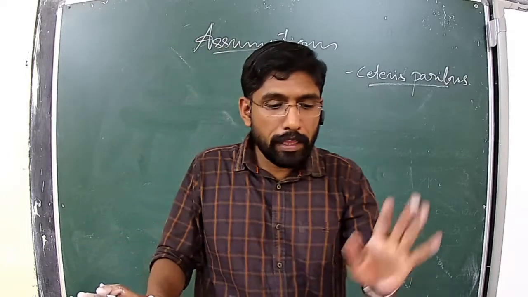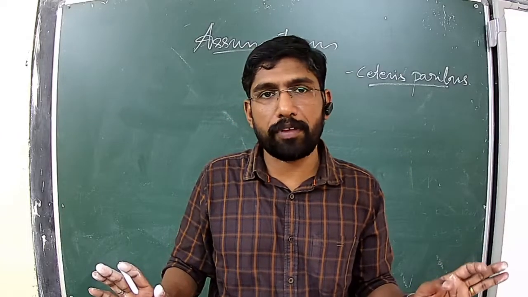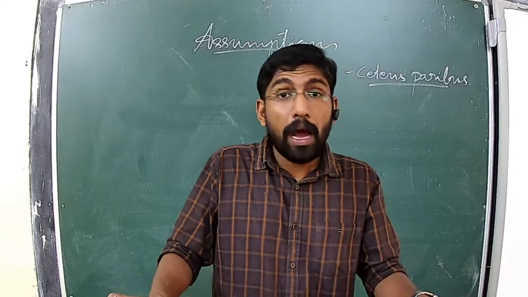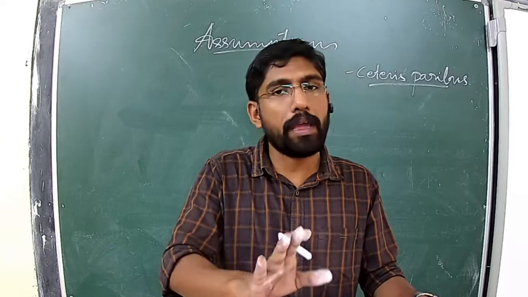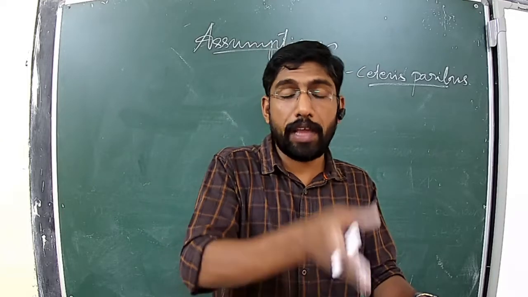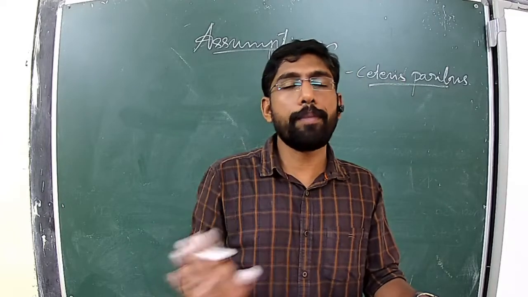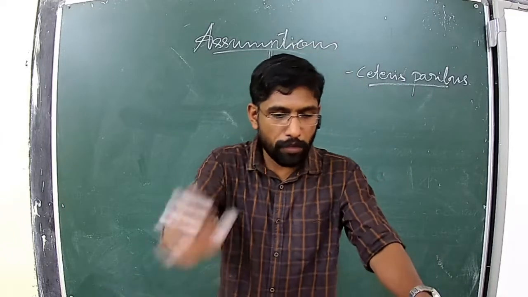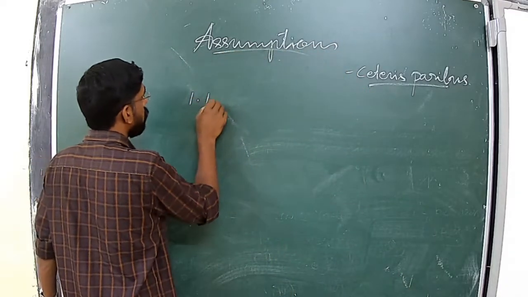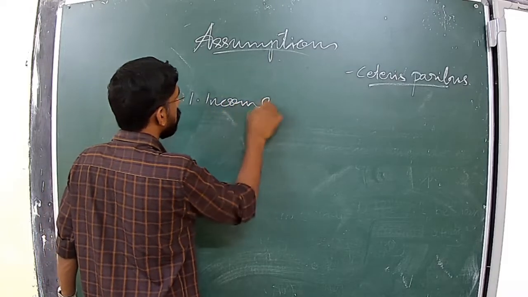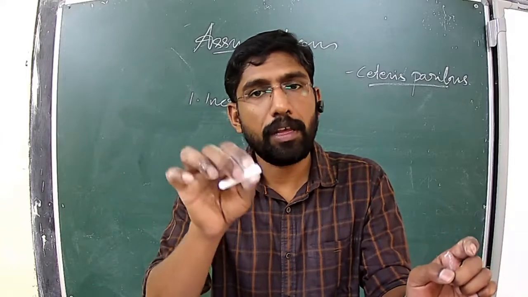In the statement of the law, we have talked about ceteris paribus, other things remaining equal. Other things remaining equal means there should not be any change in any factors, other than the price of the commodity, which determine the demand of the commodity. Now, the first one is the income of the consumer. There should not be any change in the income of the consumer. That is the first assumption.